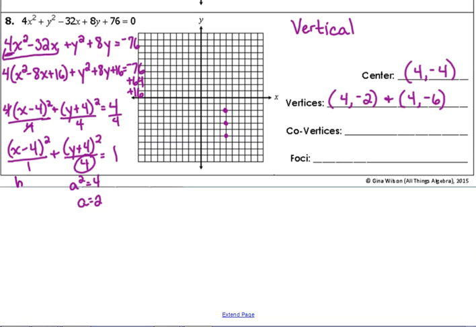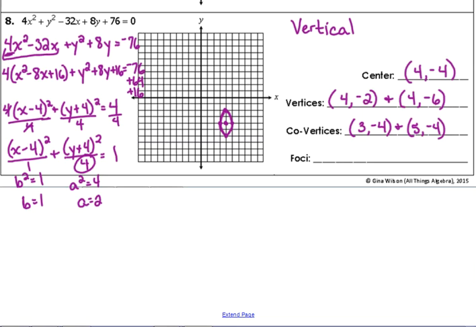The co-vertices are on the minor axis, so b squared is equal to 1. So b is 1. So we go left 1, right 1. So that changes our x. We're at 3, negative 4, and 5, negative 4. So again, at this point, we could fill in our ellipse. Really hard not to make that one look like a football, but it is what it is.